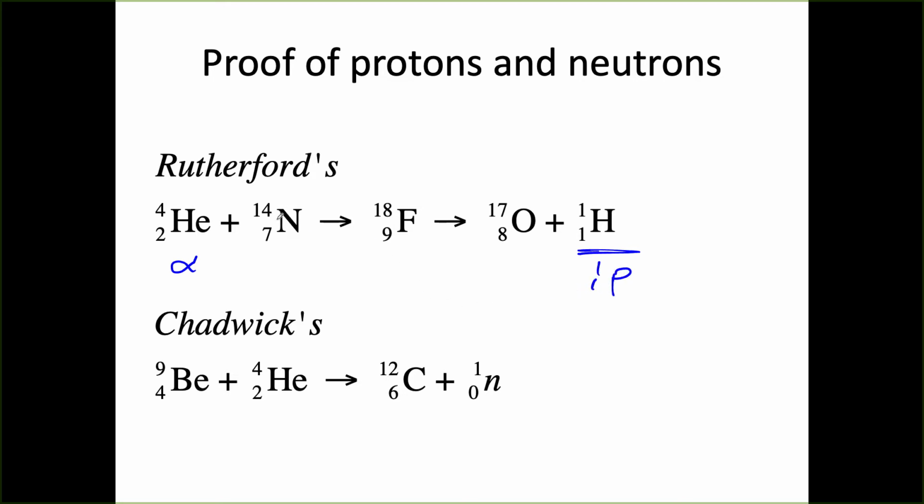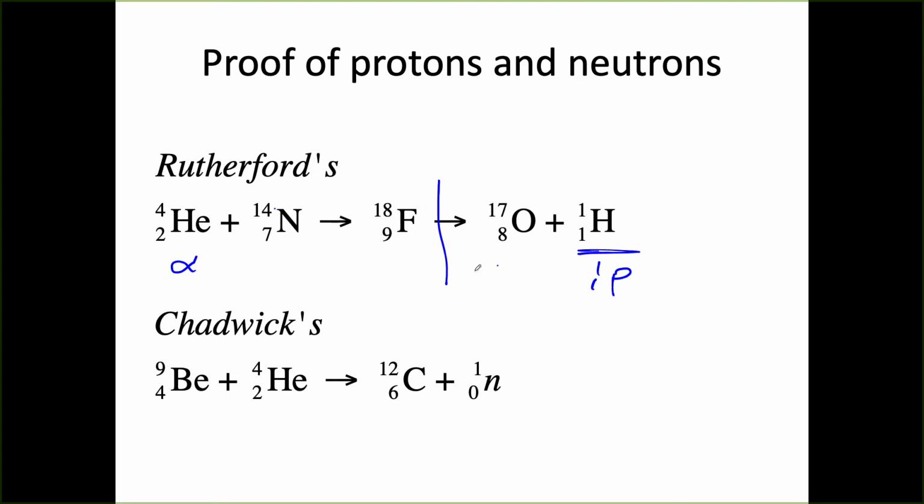So if we look at this side, 14 plus 4, that's going to be 18. 7 plus 2 is 9. And then we have this decay: 17 plus 1, that's 18. 8 plus 1 is 9. So everything's balanced. And here we have the evidence of protons.